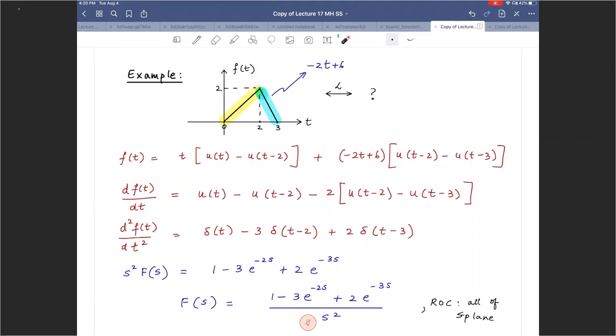All right. This was a short video to recap some of the properties, and in another video we will continue with properties of the region of convergence.